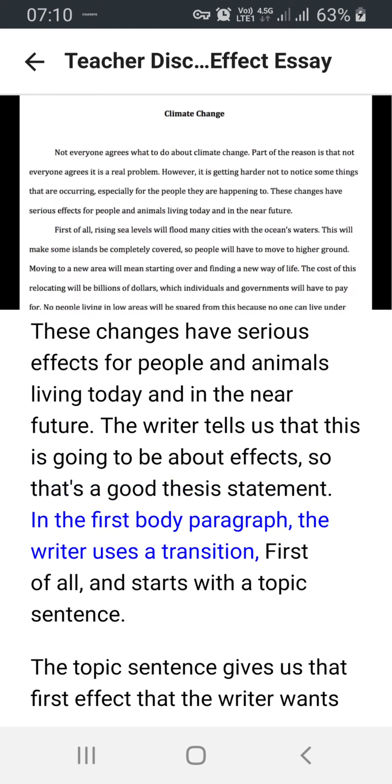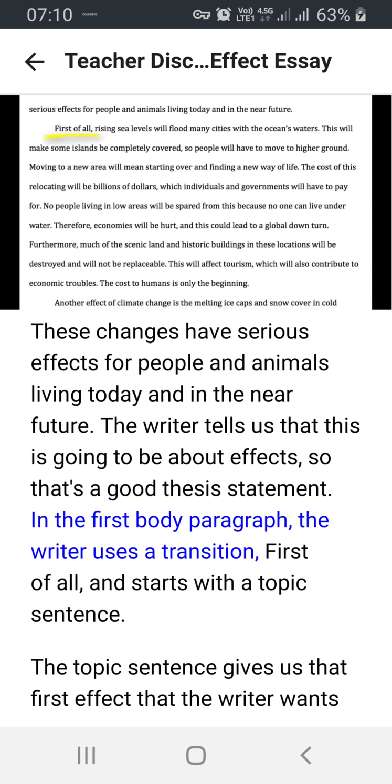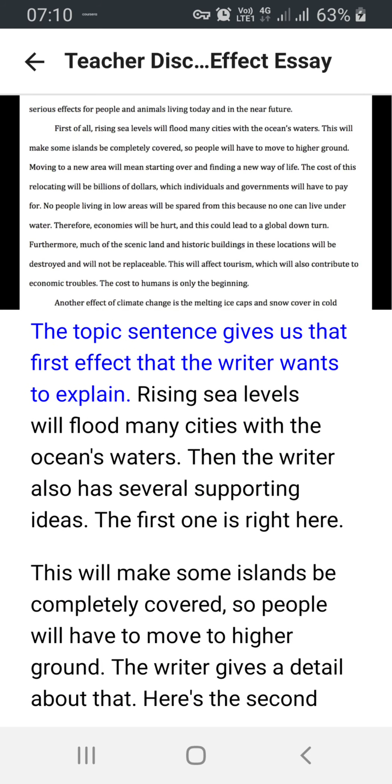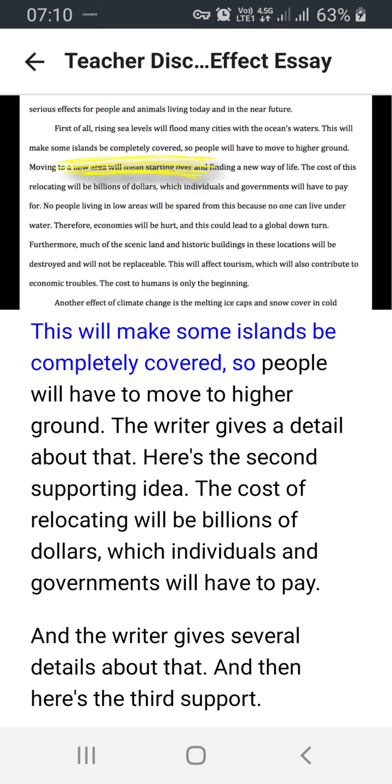In the first body paragraph, the writer uses a transition, "first of all," and starts with a topic sentence. The topic sentence gives us that first effect that the writer wants to explain: "Rising sea levels will flood many cities with the ocean's waters." Then the writer also has several supporting ideas. The first one is right here: "This will make some islands be completely covered, so people will have to move to higher ground." Then the writer gives a detail about that.